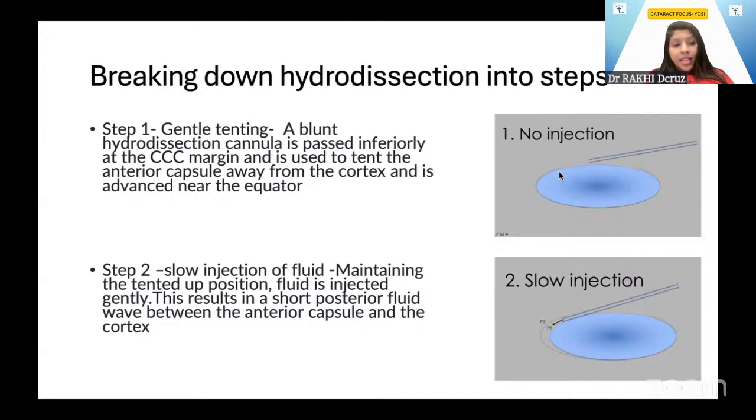Now coming to the second step, which is the slow injection of the fluid. Maintaining the tented-up position itself, we inject the fluid gently. This results in a short posterior fluid wave, which creates a pressure gradient, P1 and P2, the pressure gradient seen inside the capsule and outside the capsule. And this creates that small wave between the anterior capsule and the cortex first.